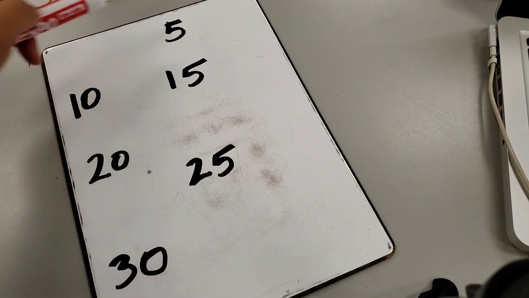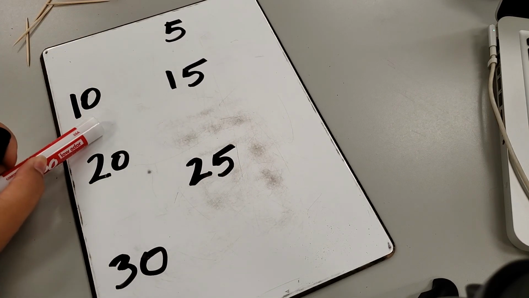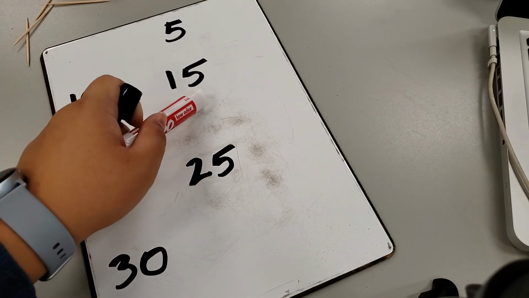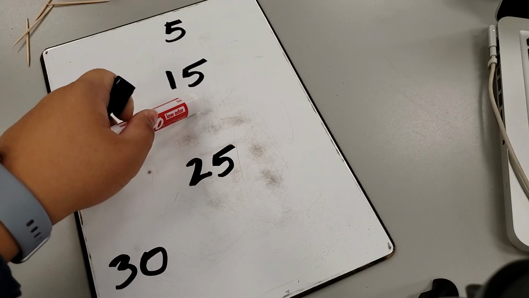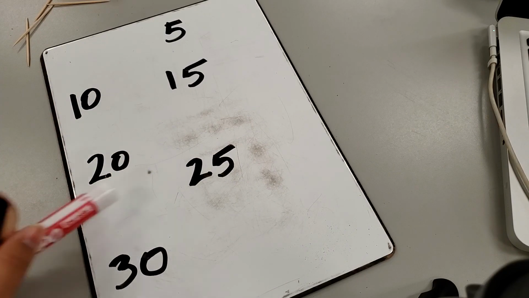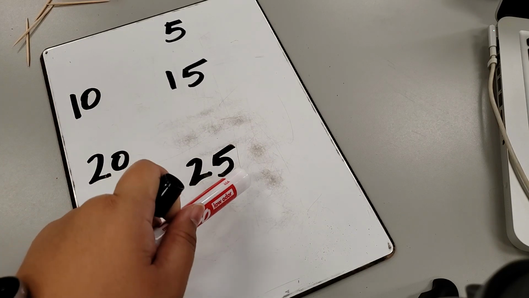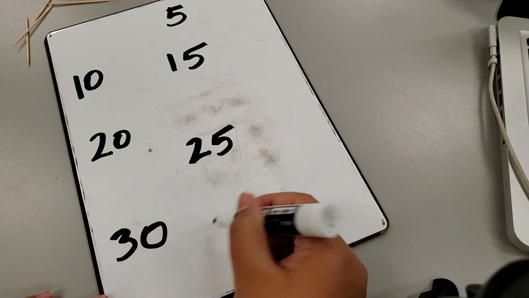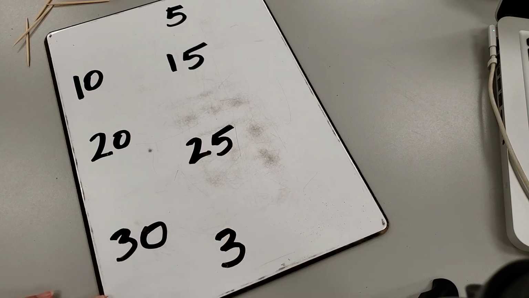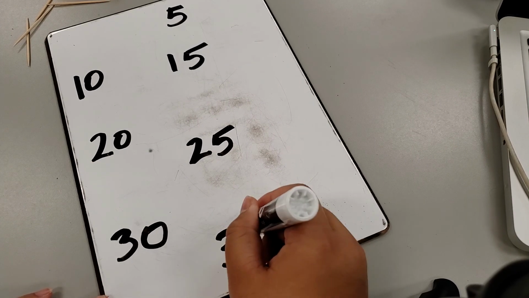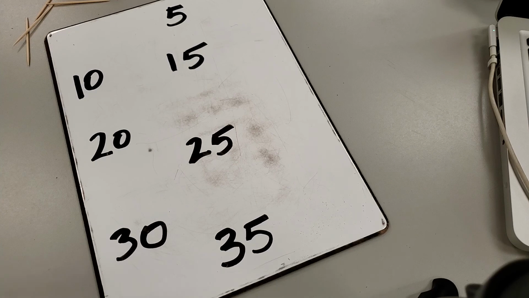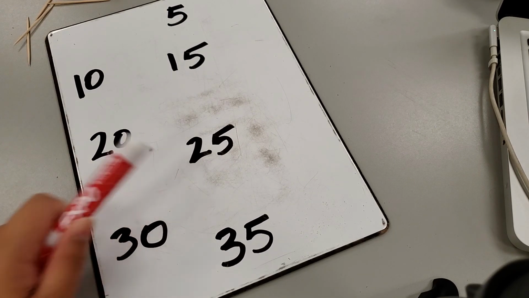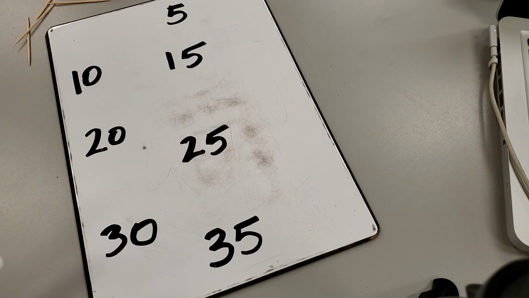If here's 5, and then 10, and then look at 15. It's 10 and 5. 15, 20. What comes after 20? 25. 2 tens and 5. 30. So it must be 35. That is a way to skip count using fives. You take the tens and make sure that you add the fifth one in between.